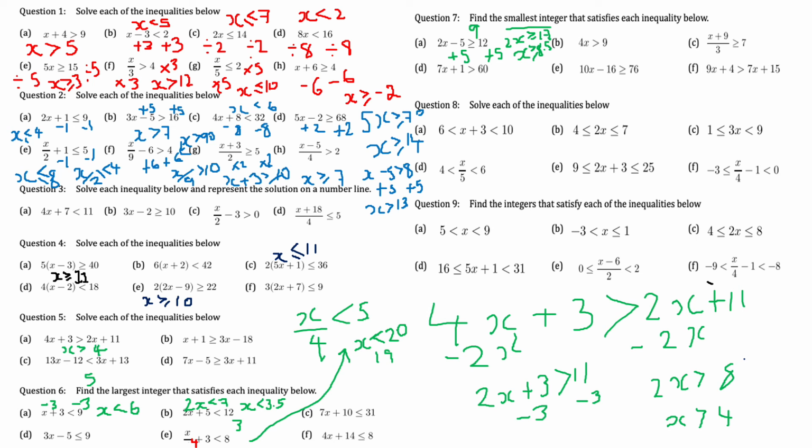Okay, for part B, 4x is greater than 9. Dividing both sides by 4, we get that x is greater than 9 quarters, or 2.25. So the smallest integer that will fit will be 3 for that one. Okay, right guys, moving on to question 8.